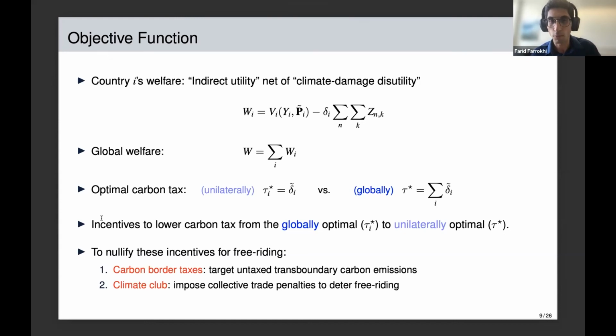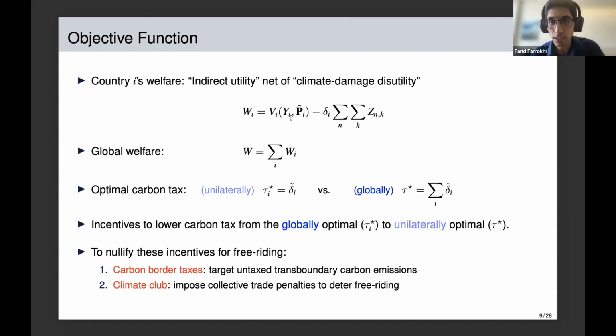From here, we can define objective functions. I'm calling them welfare of countries. And the way we do that, probably the simplest way, is to integrate utility from climate damage and indirect utility from consumption. Here, W I is country I's welfare, and it has two components.